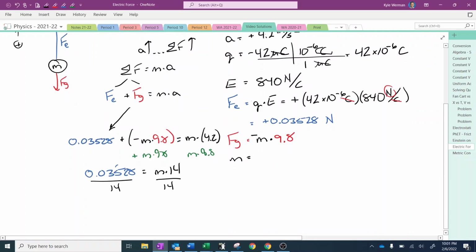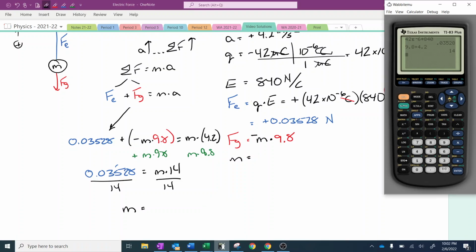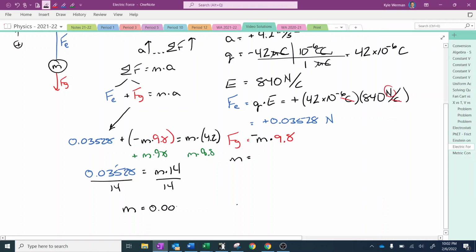All right, so I'm going to take that force and divide by 14, and I'm left with an amount of mass. So I'm going to take 0.03528 and divide by 14. And I'm left with 0.00252. And what units would those be? Well, that's mass. And the standard unit for mass, we use meters, kilograms, and seconds in physics for standard units. So this is going to spit out in kilograms as long as I've used meters per second squared, newtons, coulombs, any of these standard units.